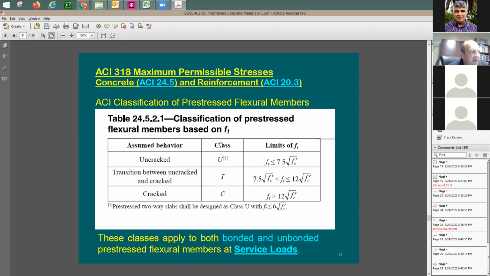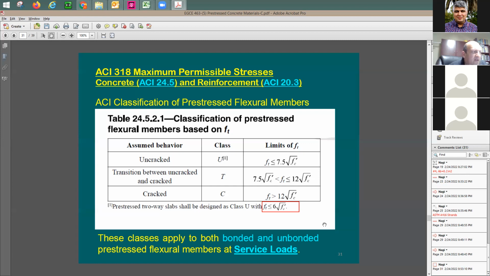If you like to have it in this class T, which means transition, it's gonna be okay to be in the middle. There is no problem with this. But it's also recommended to have some reinforcement. It says here the pre-stressed two-way slab. If you like to have it as U, you keep the tensile stress value to 6 square root of f'c. So, okay, now I see here the 6 square root of f'c.